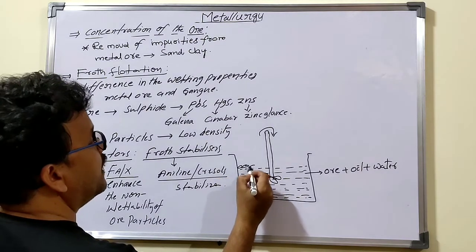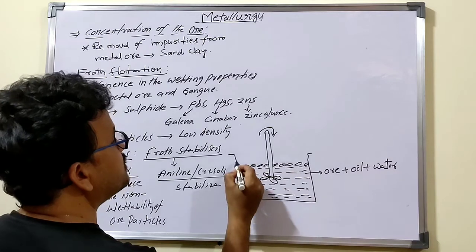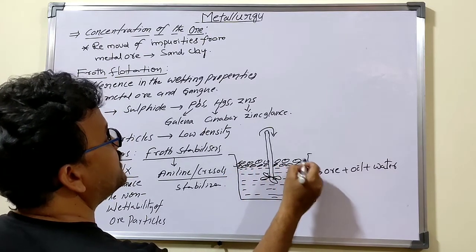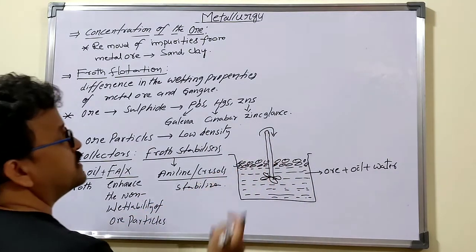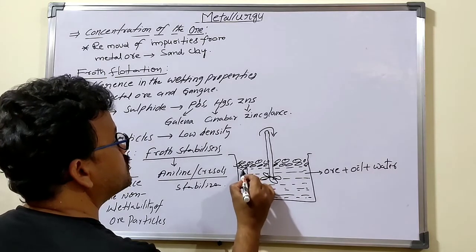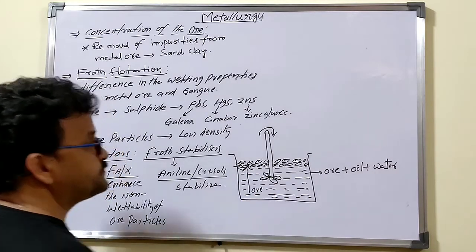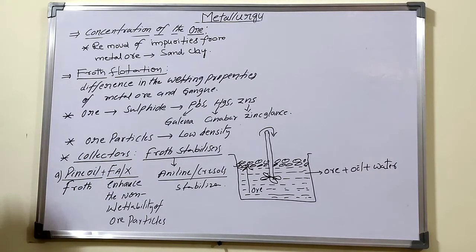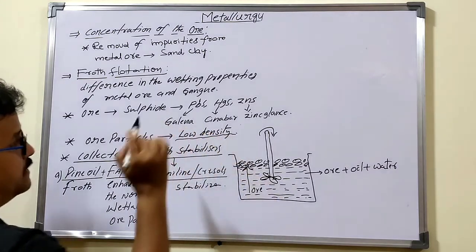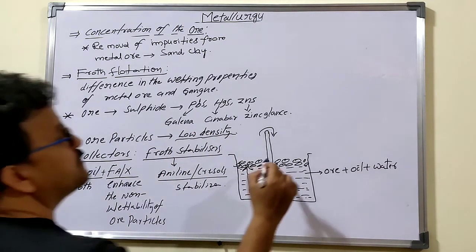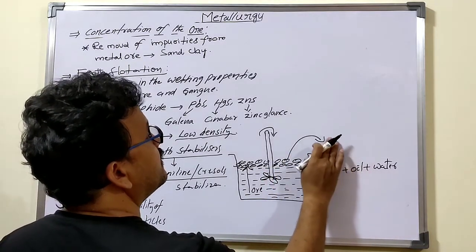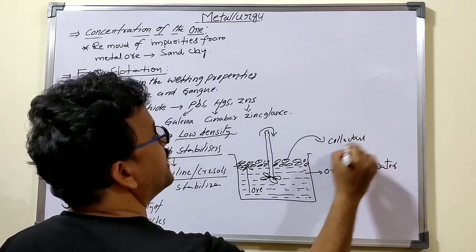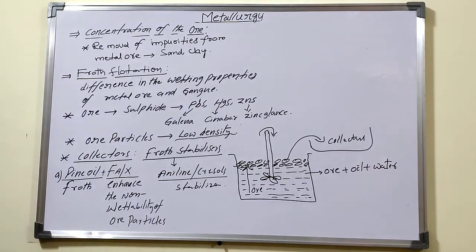Then at the top of the vessel, froth is generated. When we rotate this paddle, this froth moves to the top along with ore particles, because as I told you already, ore particles have low density. This froth is collected into another vessel, then dried out, and the concentrated ore is recovered. This is the method we have in froth flotation.